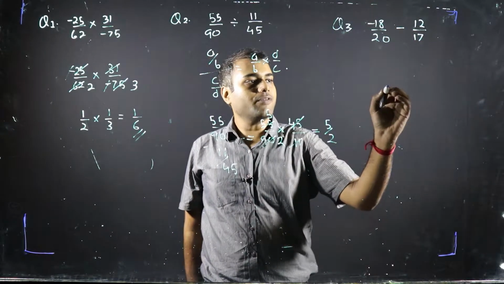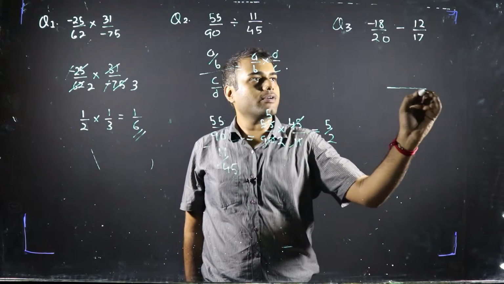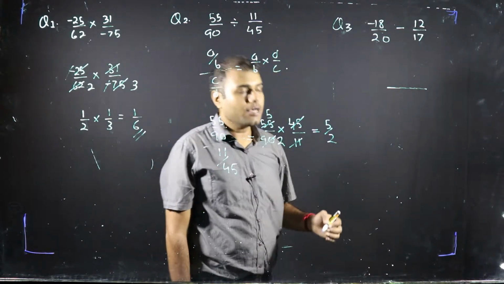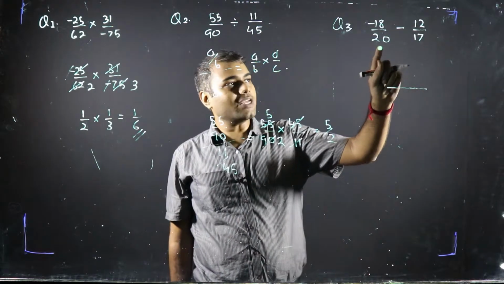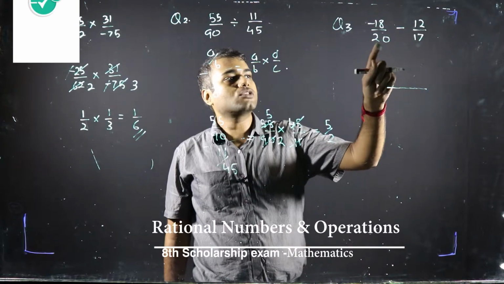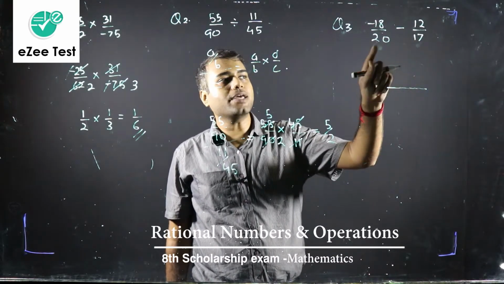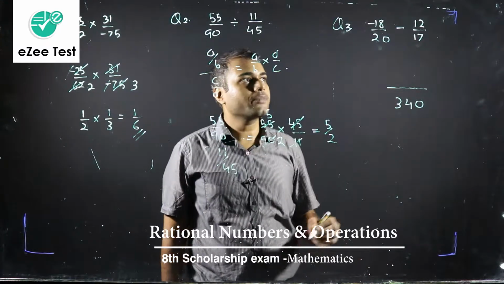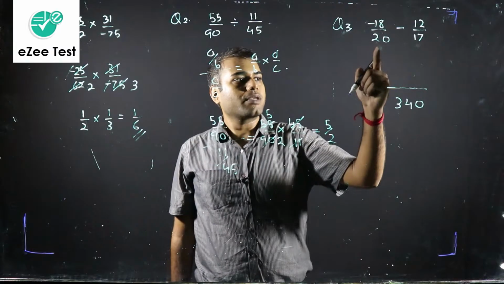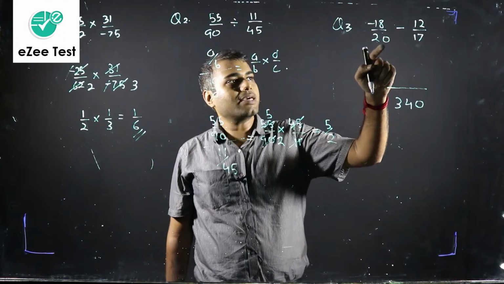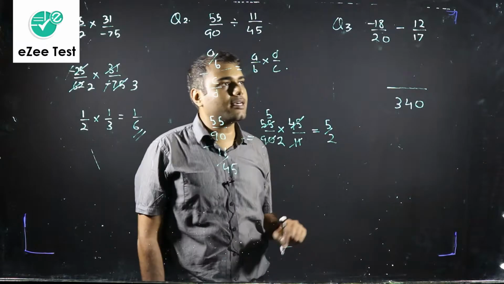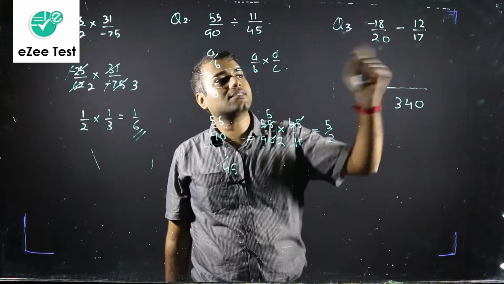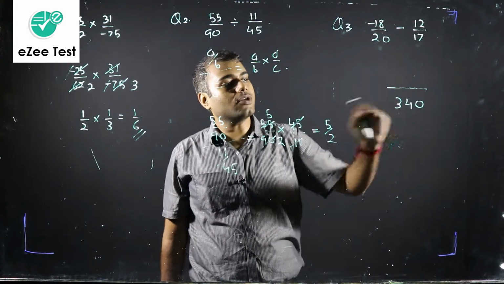So for this we will need to take the LCM of 20 and 17. Now the LCM of 20 and 17: 20 is 4 into 5 and 17 is a prime number. So the LCM will come out to be the multiplication of both of them, which is 340. Okay. And so basically what we are doing, as we did in comparing the fractions, we are trying to make the denominator the same.